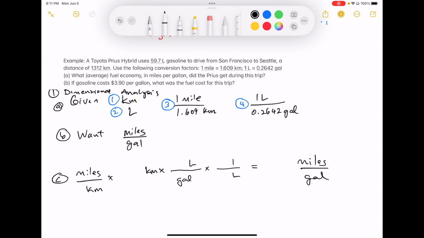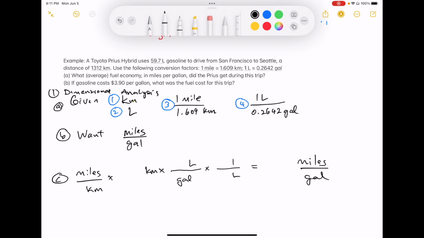One is the average fuel economy in miles per gallon, and the other one is how much this trip costs you if gas costs $3.9 per gallon. Let's take a look at the first problem. I don't really have any formula or anything like that to solve this, but what I can do is just look at the units and try to figure out how to use the units to get to the unit I want.